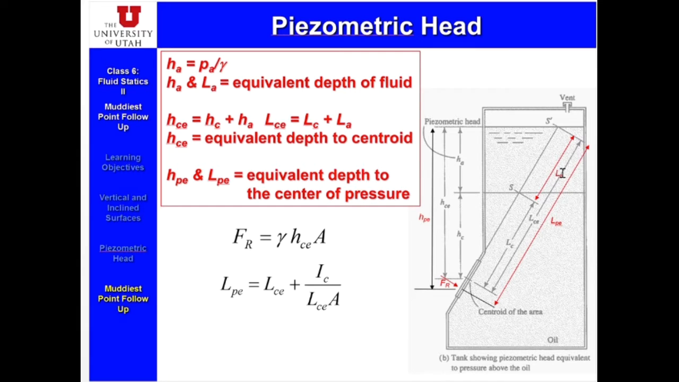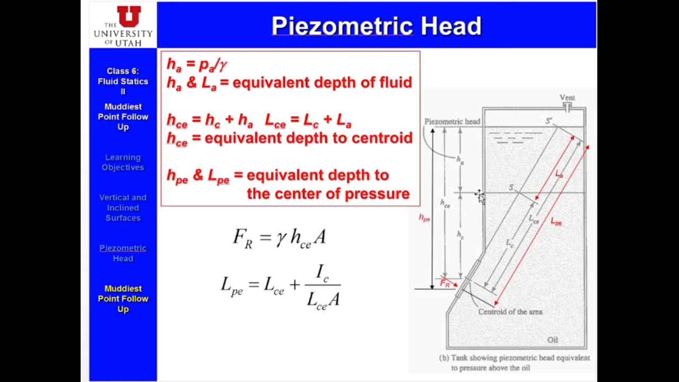The next thing that we do is compute the equivalent depth to the centroid. Still, this is the centroid of the face, the submerged object, the window or the gate that we're looking at. We compute that equivalent depth to the centroid by adding the actual depth to the centroid to the equivalent depth of the fluid. So we add H sub C, which is right here.